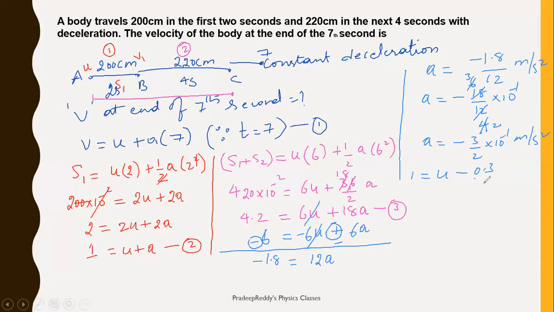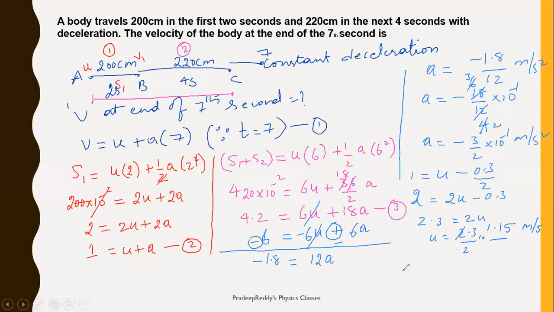0.3 divided by 2. This is 2 is equal to 2u minus 0.3. 2 plus 0.3, it is 2.3 is equal to 2u. U is equal to 2.3 divided by 2. That is 2 ones 2, 0.2 ones 2, remainder is 1025. U is 1.15 meter per second. This is the u value. Now take this u and a, substitute in equation 1.